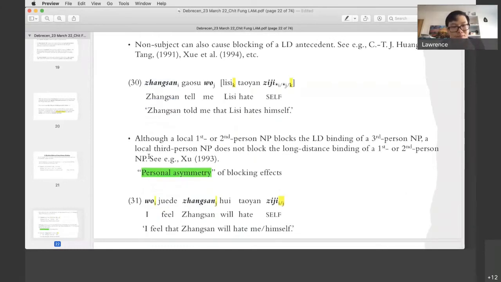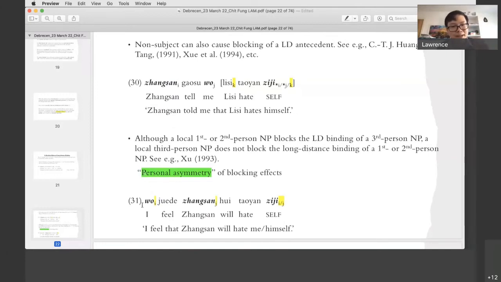More interestingly, a local first or second person noun phrase blocks the long distance binding of a third person noun phrase, just like what we have witnessed in example 30. But a local third-person noun phrase does not block the long-distance binding of a first or second-person noun phrase. We call this a personal asymmetry or blocking effect.